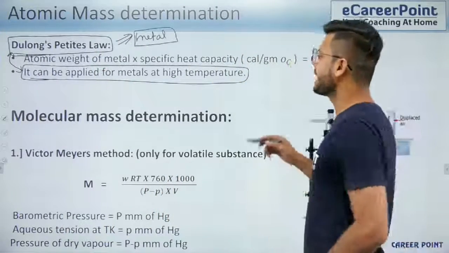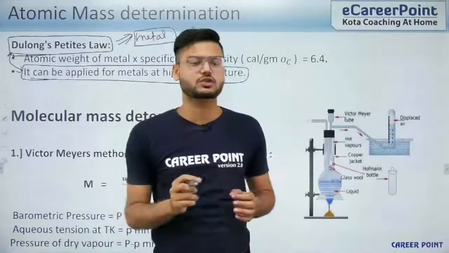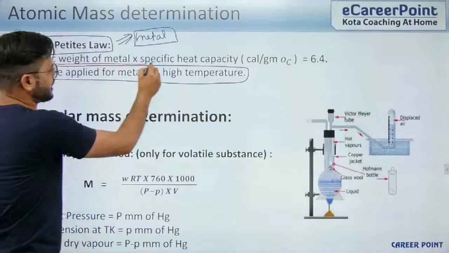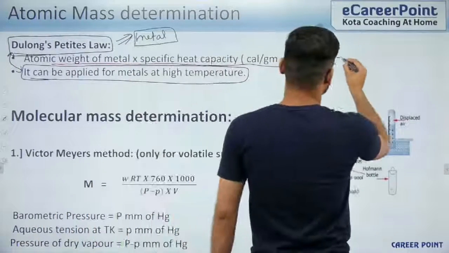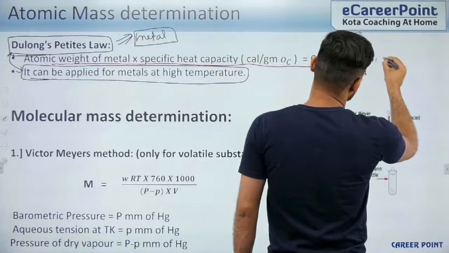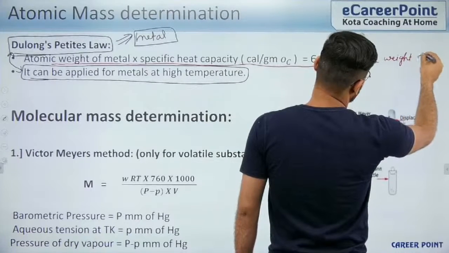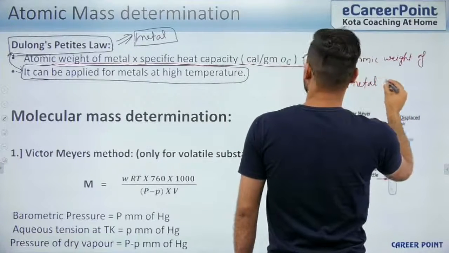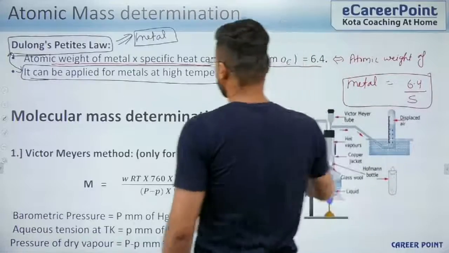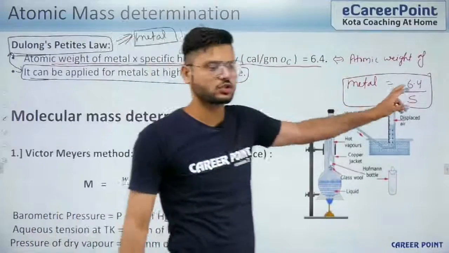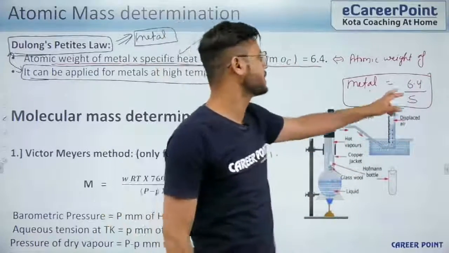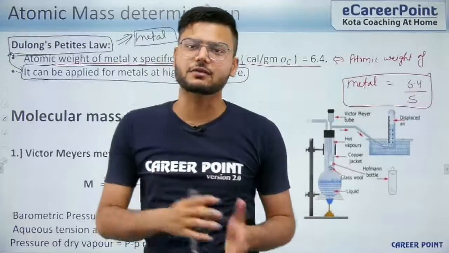We have this equation, which is a very good equation. You need to remember this formula for the NEET exam: atomic weight of metal into specific heat equals 6.4. So if it is asked how to calculate the atomic weight of a metal, atomic weight of metal equals 6.4 upon the specific heat capacity of metal. The specific heat of the metal will be given to you. You just need to divide 6.4 by that value and you will get the atomic weight.